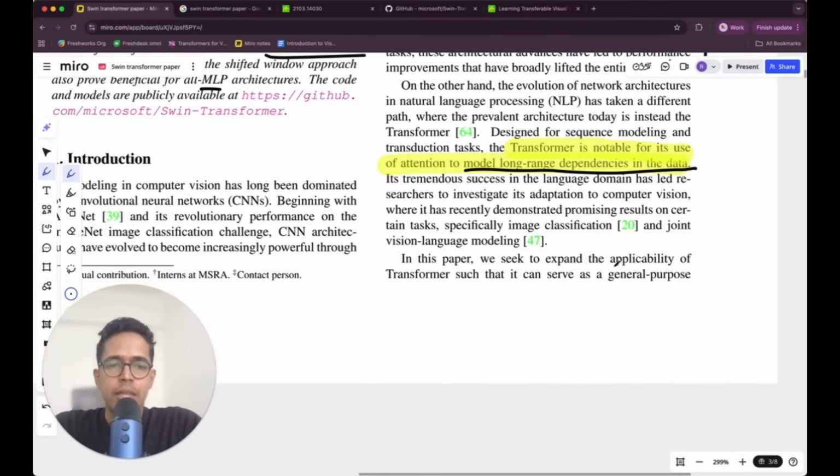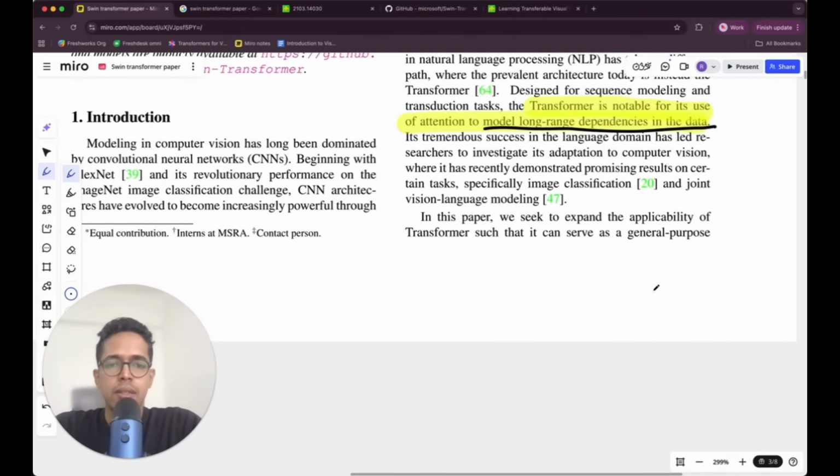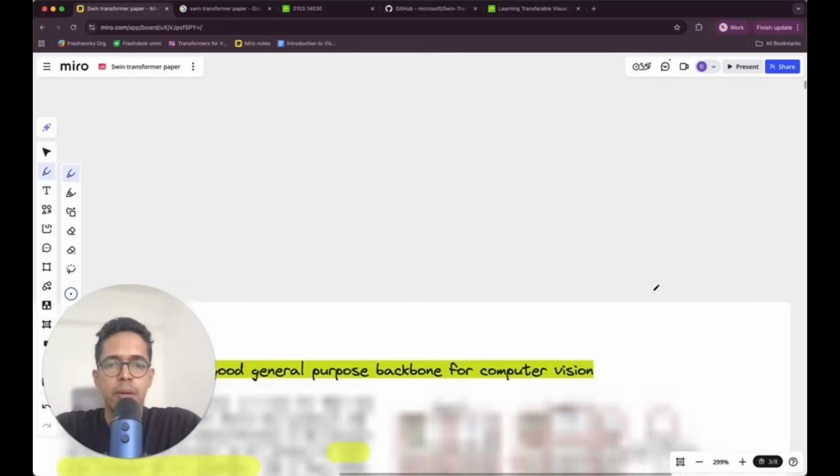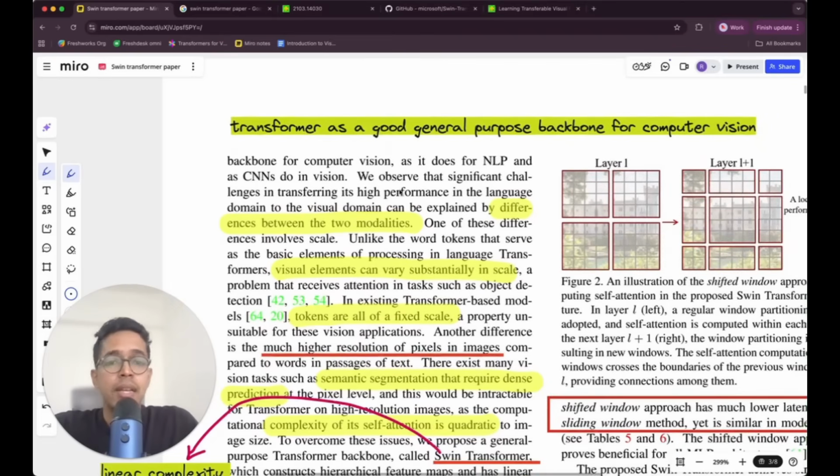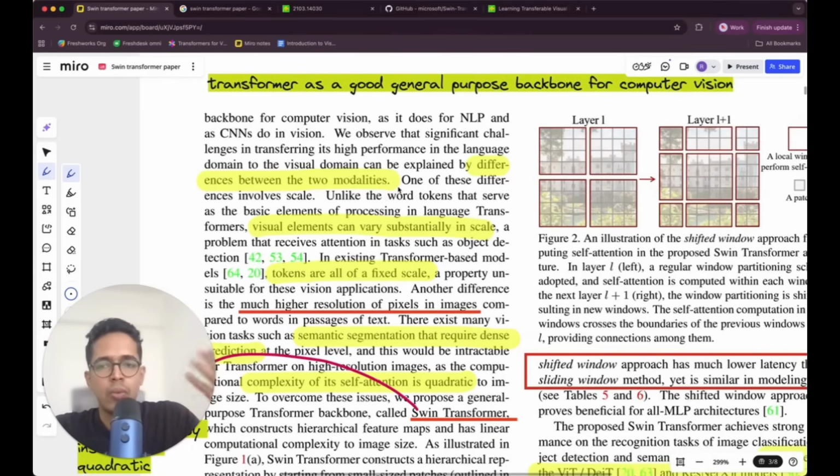In this paper, we seek to expand the applicability of transformer such that it can serve as a general purpose backbone for computer vision, as it does for NLP and as CNNs do in vision. So transformer is already a backbone in NLP, but CNN is a backbone in vision. Here, what they're trying to see is, can transformers become the backbone for vision tasks also? We observe that significant challenges in transferring its high performance in the language domain to the visual domain can be explained by differences between two modalities. What do we mean by two modalities?